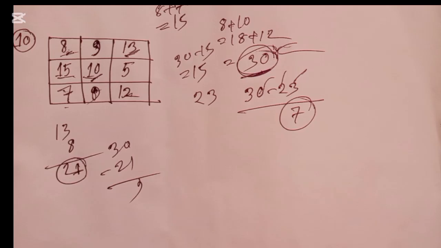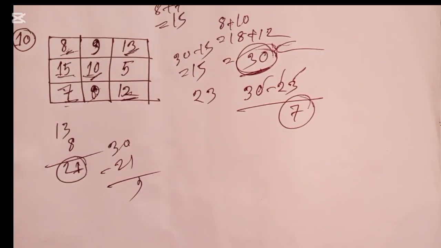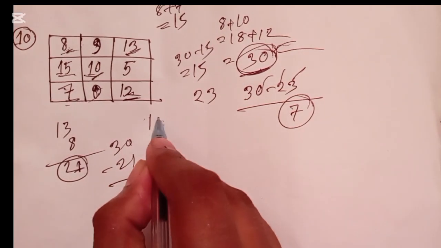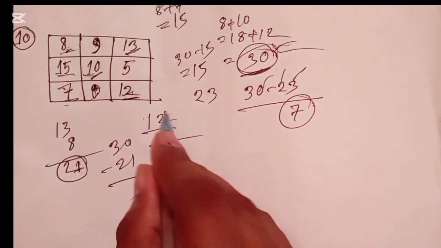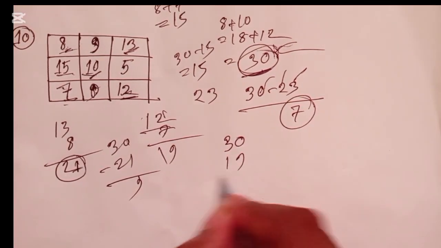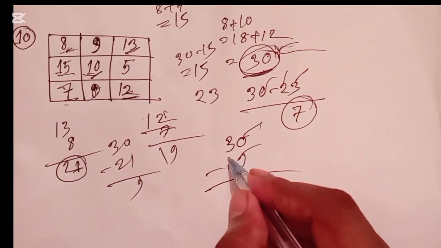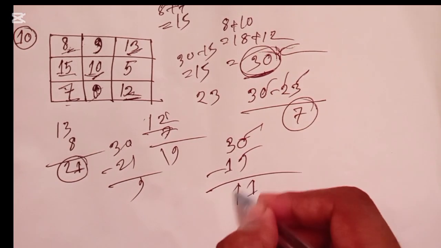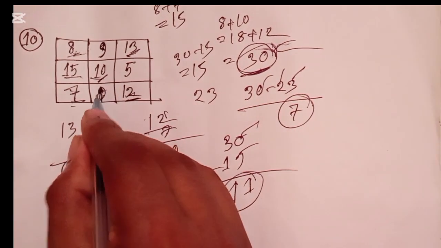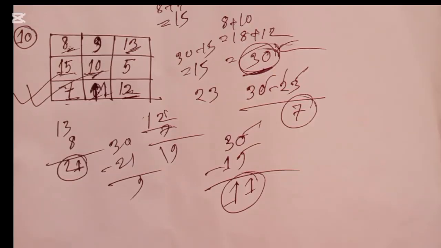Okay, then what will be in this box? So here is 12, right? Here is 12 and here is 7. So 12 plus 7, how much? 19. But we need 30, so 30 minus 19, what will be the answer? 10 minus 9 is 1, carry 1. So 1 and 1 is 2, 1, so 11. So here will be 11. So this is the answer. Okay, thank you very much for watching this video.